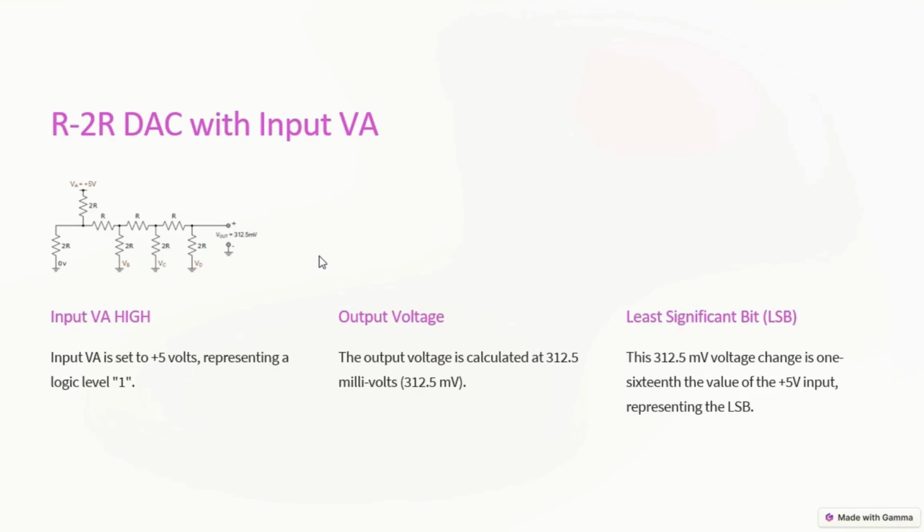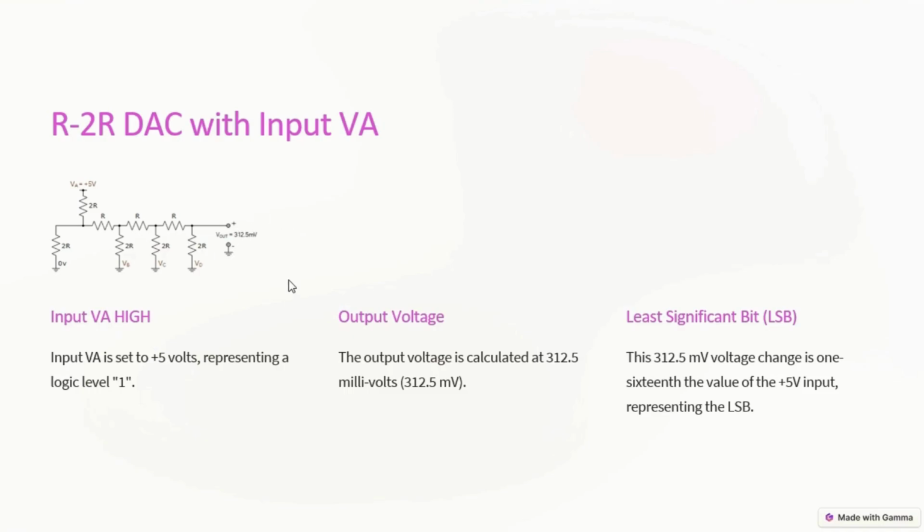And we have input VA high at logic level 1 and all the other inputs grounded at logic level 0. As the R2R ladder network is a linear circuit, we can find Thevenin's equivalent resistance using the same parallel and series resistance calculation as above to calculate the expected output voltage. The output voltage Vout is therefore calculated at 312.5 millivolts, like here.